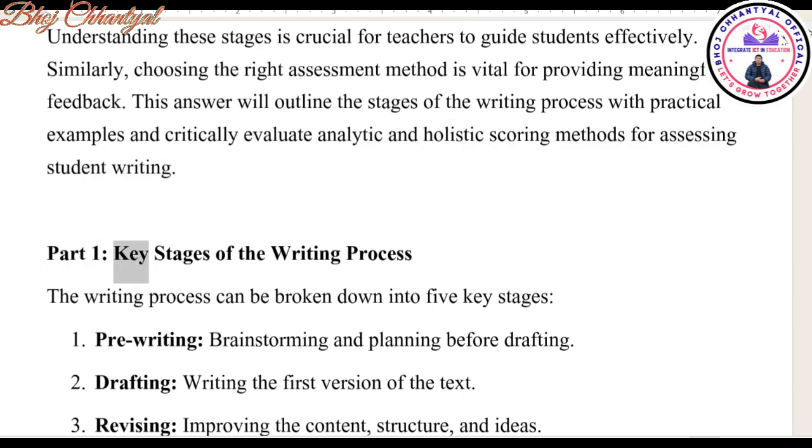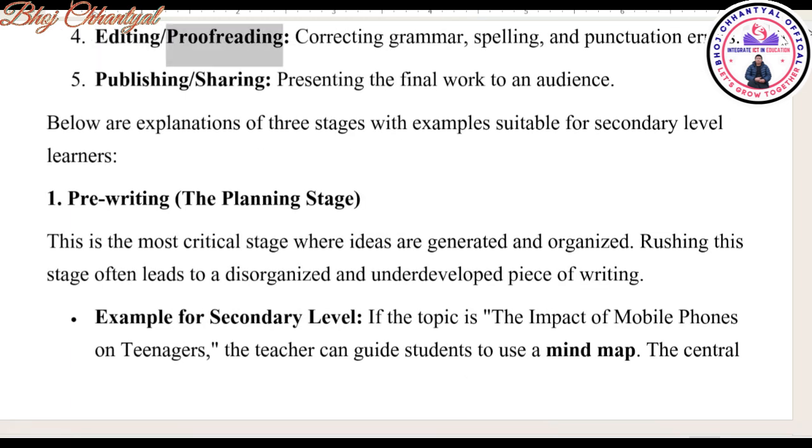Part 1: Key stages of the writing process. The writing process can be broken down into 5 key stages. Pre-writing, brainstorming and planning before drafting. Drafting, writing the first version of the text. Revising, improving the content, structure, and ideas. Editing/proofreading, correcting grammar, spelling, and punctuation errors.